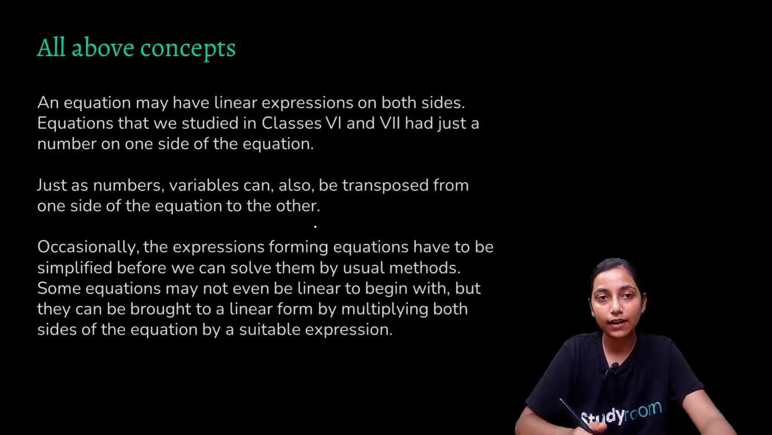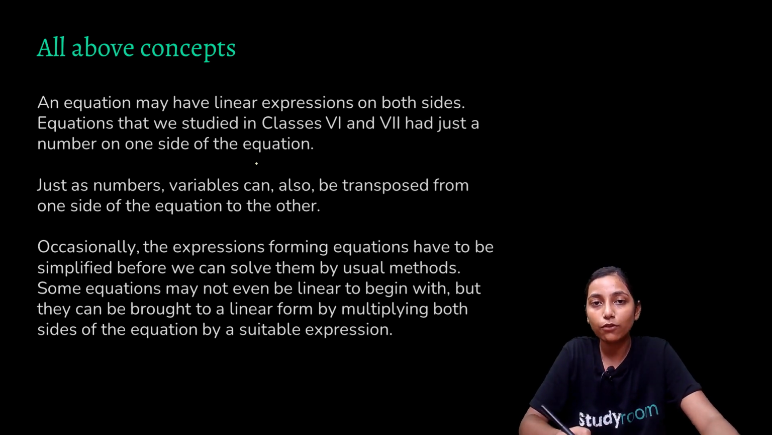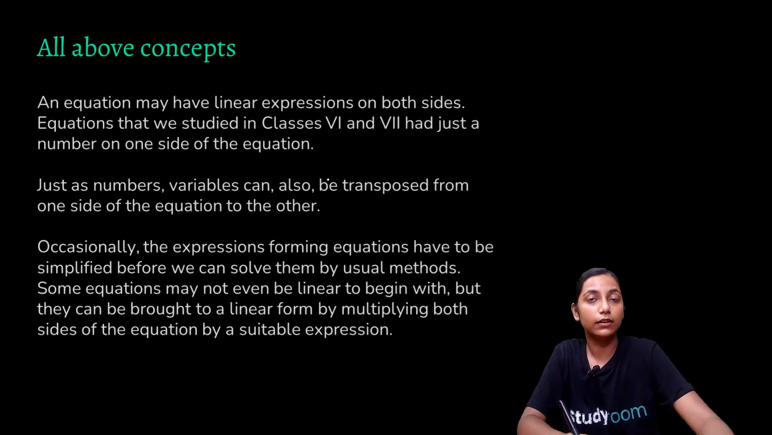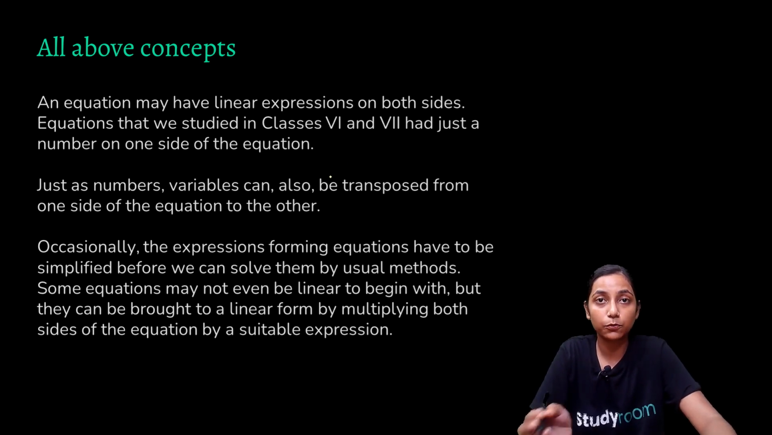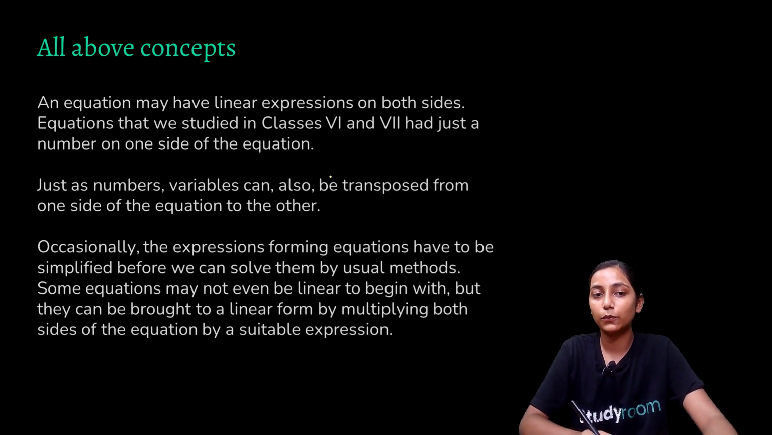What were the other concepts that we studied? We studied that an equation may have linear expressions on both the sides. Equations that we studied in class 6th and 7th had just a number on one side of the equation. So we proceeded further from class 6th and 7th and we learned that an equation may have linear expressions on both of its sides. Just as numbers, variables can also be transposed from one side of the equation to the other. We also learned that like numbers, which can be transposed from one side to the other side of the equation, similarly we can also transpose variables from one side to the other side of the equation.